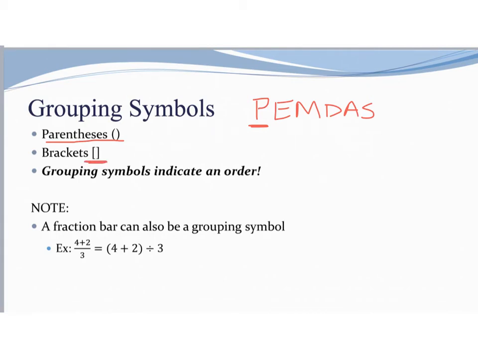So you could have something that looks like 3 plus, then you might see parentheses inside, and then we'll say times 2. So in this case, we have our parentheses here, and then we have these brackets, which is another set of parentheses or grouping symbols. Now, grouping symbols help tell us that we have a certain order to follow.